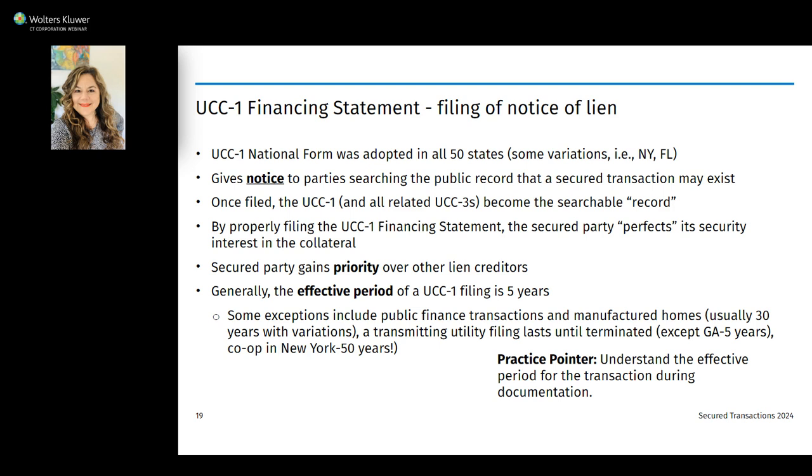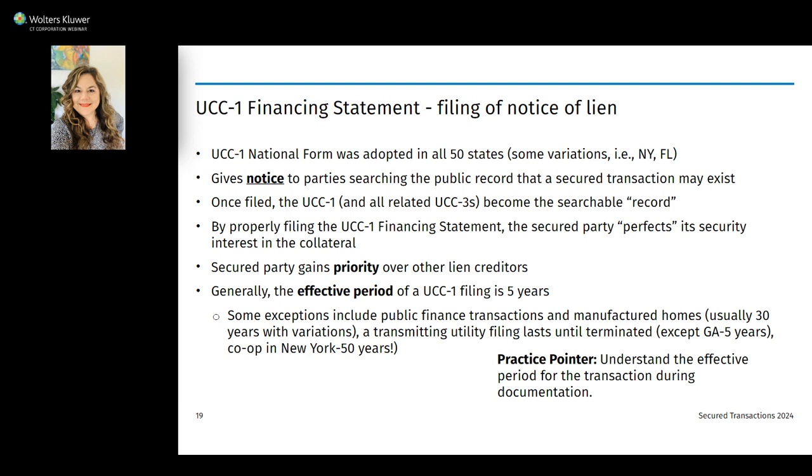All right, so in general, as I mentioned, the UCC is really a notice system, okay? And the form was adopted in all the 50 states. We know that there's variations. We know we have to pay attention to that. And what the UCC does is it gives notice to the whole world that's searching public records that some type of secured transaction may exist. Once the UCC is filed, it becomes part of the searchable record. And properly filing that UCC-1 perfects the security interest in the collateral or, you know, in the personal property.